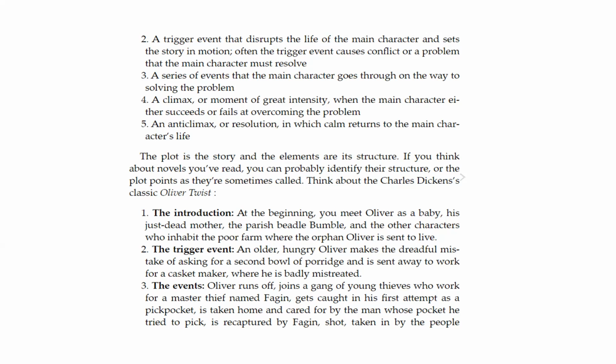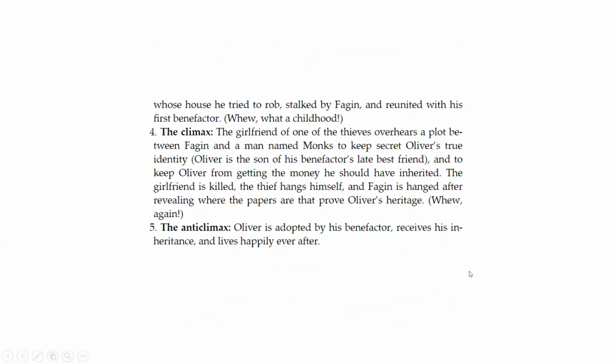Two, the trigger event. An older, hungry Oliver makes the dreadful mistake of asking for a second bowl of porridge and is sent away to work for a casket maker where he is badly mistreated. Three, the events. Oliver runs off, joins a gang of young thieves who work for a master thief called Fagin, gets caught in his first attempt as a pickpocket, is taken home and cared for by the man whose pocket he tried to pick, is recaptured by Fagin, shot, taken in by the people whose house he tried to rob, stalked by Fagin, and reunited with his first benefactor. Wow, what a childhood.